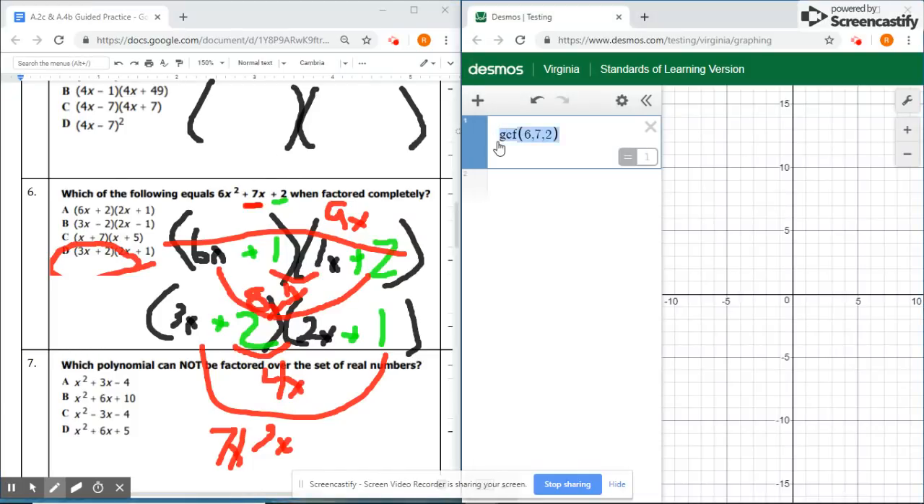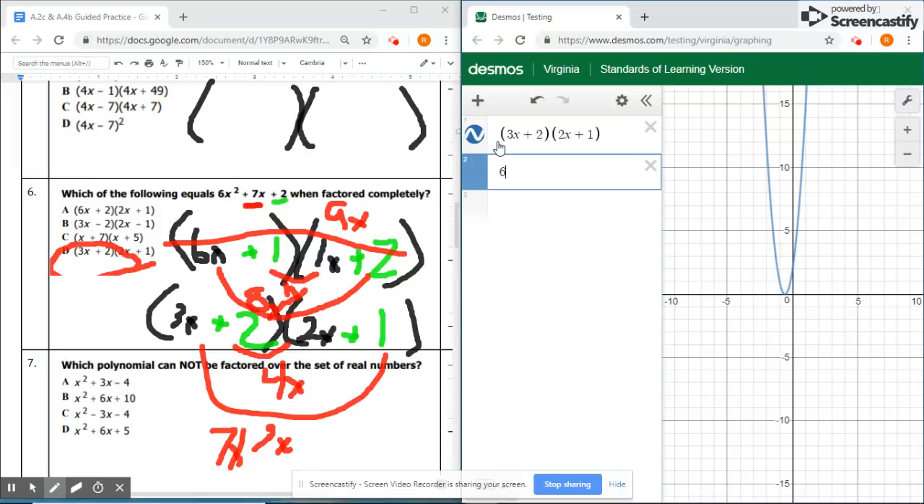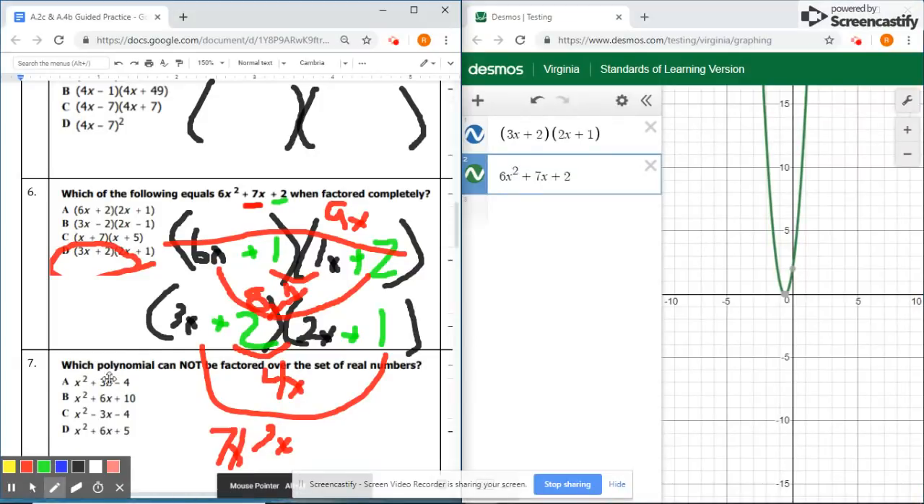And again, really quickly, we could check it in Desmos. We have 3x plus 2, and we have 2x plus 1. All right, and then check the original 6x squared plus 7x plus 2 and see how those are the same graph. All right, so we know that that's definitely the answer.